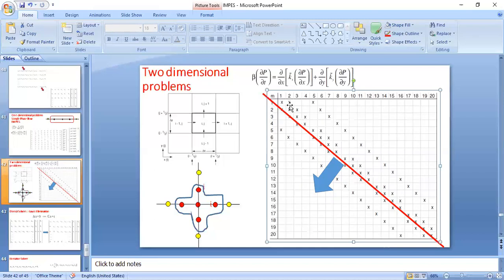And during the reverse sweep, what happens? The last entry is a of 20 20 into p of 20 is equal to some value c20. If you conceptualize it as Ax is equal to b form, it has only one unknown, and then you can directly get the pressure of the 20th node. Okay, and in the reverse sweep you calculate the pressure directly. So that's what the Gauss elimination method is.